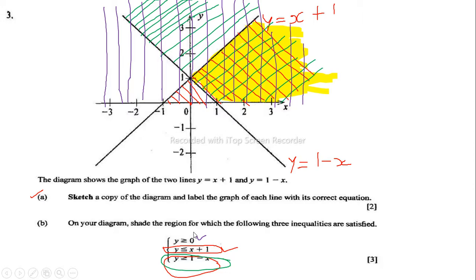And then finally, we have y is greater than or equal to 0. That just basically means all of the y-axis but the positive side. Okay, so let's move on. Hopefully that's a little bit clearer.